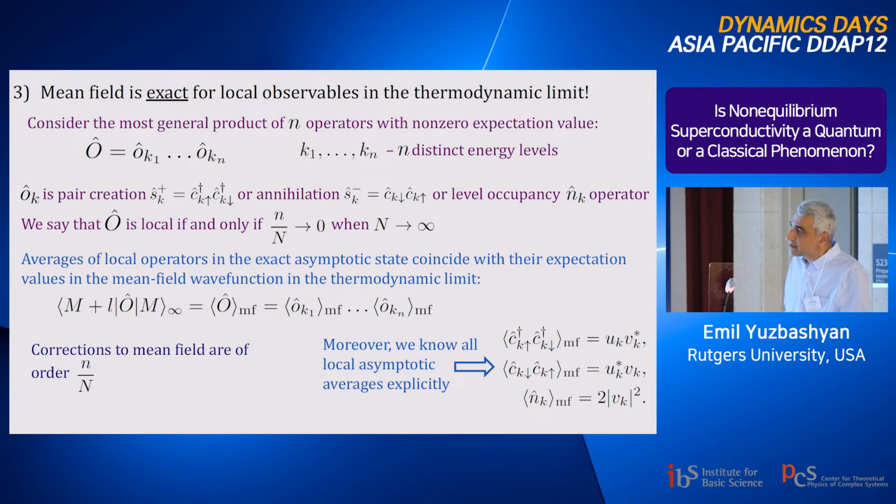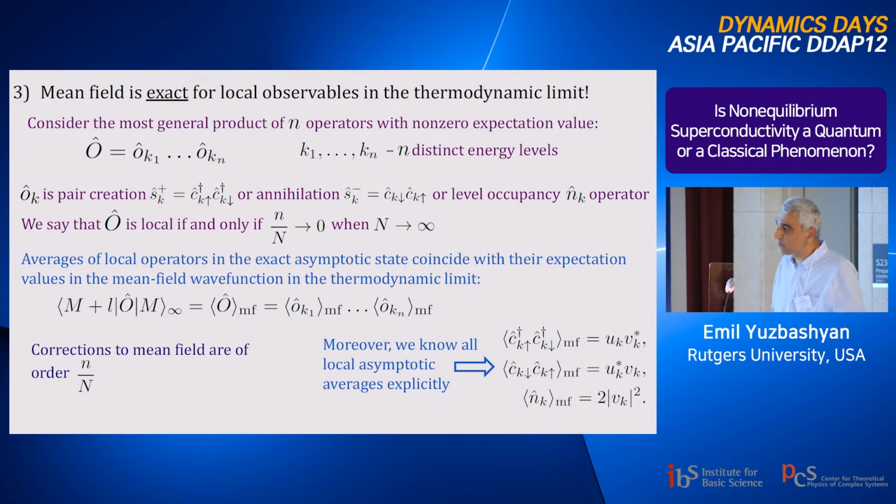So defined average is equal to the expectation value, which is just the regular expectation value in the mean field wave function. And it's simple to determine the expectation values in the mean field wave function. They are a product of expectation values, and each of the individual expectation values we can write in terms of these Bogoliubov amplitudes, which we know explicitly. So not only can we assert that mean field is exact, but we can also compute the averages of any arbitrary local operator in the asymptotic state.